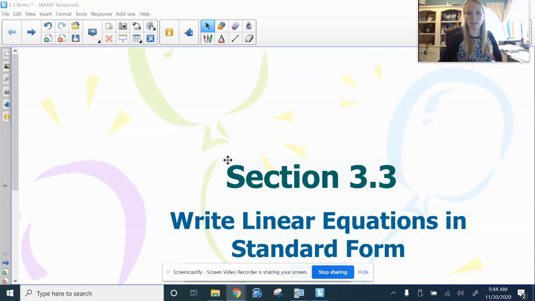Okay, all right, let's go ahead and look at the 3-3 notes. I'm going to put the standard form. This is one that was in our cut and paste that we had done last week, but we hadn't really talked about it yet. We've seen standard form in order to find intercepts, but we haven't seen standard form where we're actually writing it in standard form. So that's what we're going to talk about today.